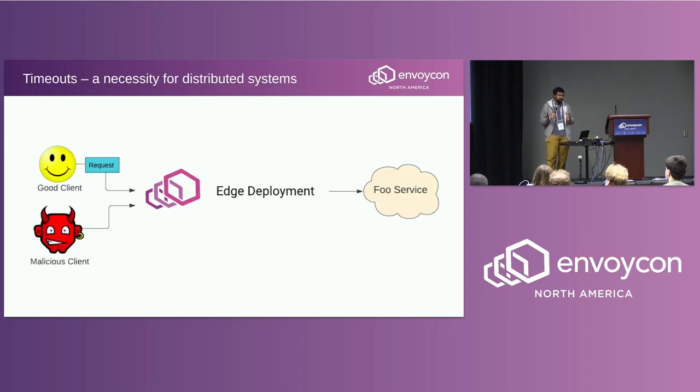First, timeouts are very essential for distributed systems. It's the way we ensure that resources aren't indefinitely tied up. For example, if a client is sending a request for foo, we'd want to bound how long that request will take. We don't want them to wait around hanging, and we don't want resources tied up throughout the system while we serve the response.